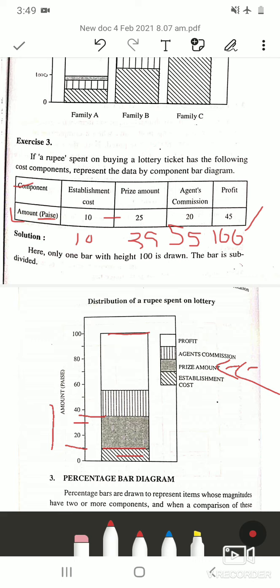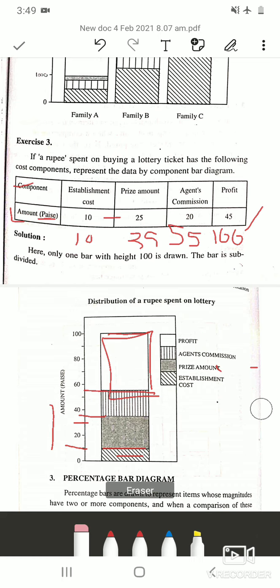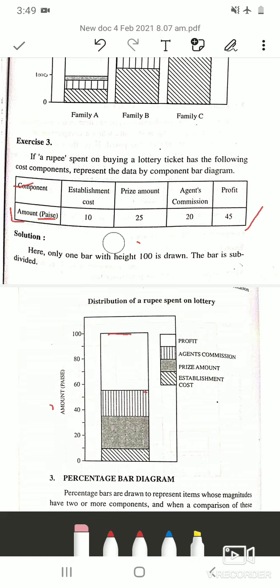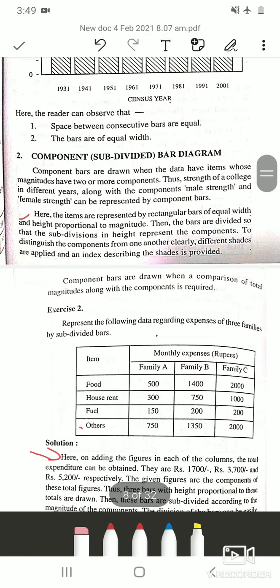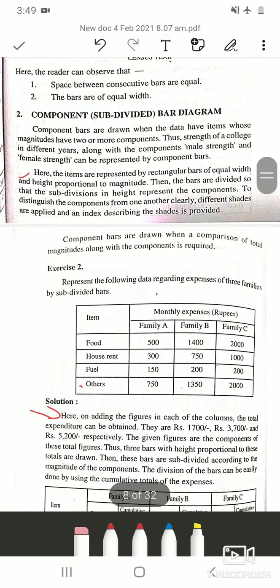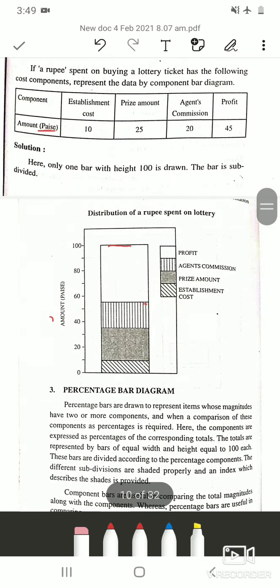The next one is 55 over here. So it is shaded in a different pattern and its index is written, and the remaining shows profit, which is written in the index. So this is about the component bar diagram. We use a component bar diagram whenever we want to compare total magnitudes along with the components.